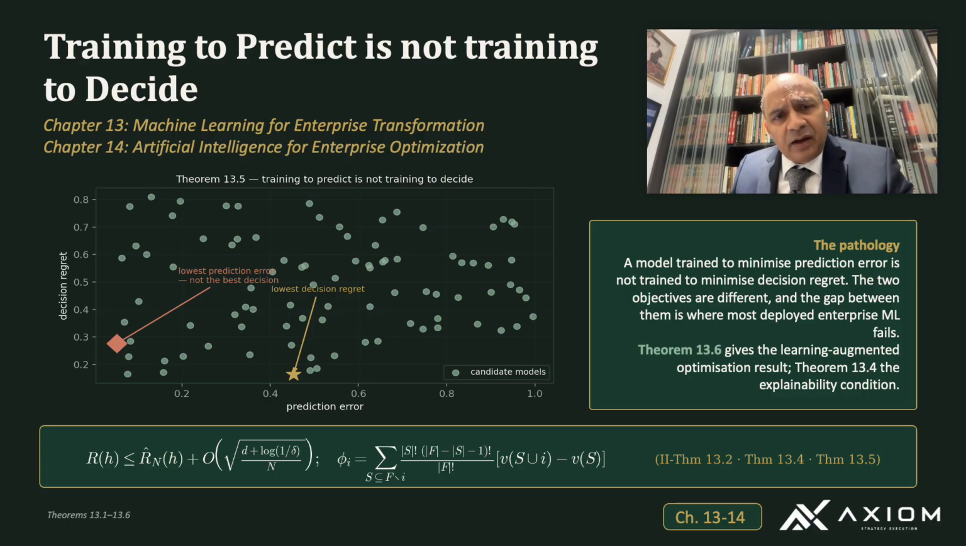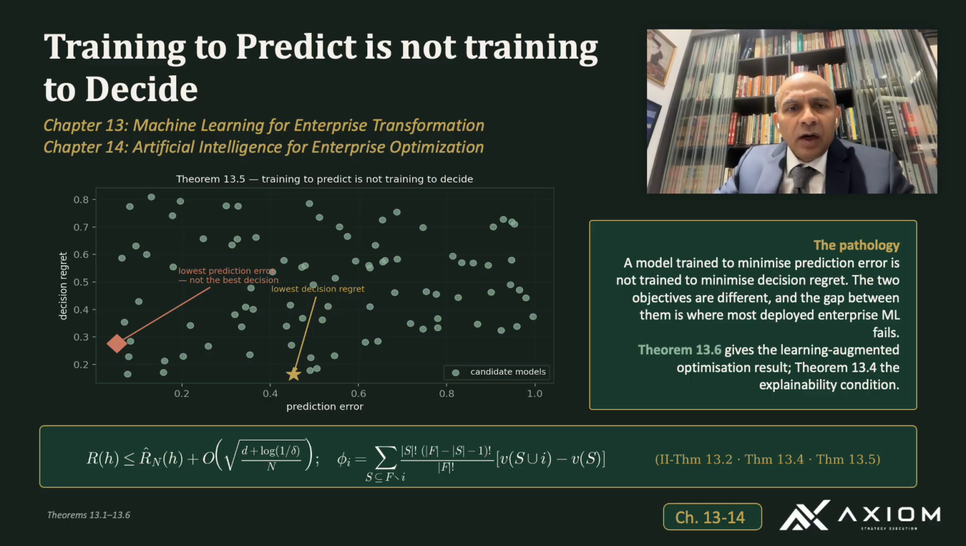Theorem 13.3, Enterprise Feature Representation Theorem. Principal component analysis gives the optimal rank R linear representation of enterprise data by retaining the top R covariance eigenvectors, minimizing reconstruction error while making the retained share of variance explicit.